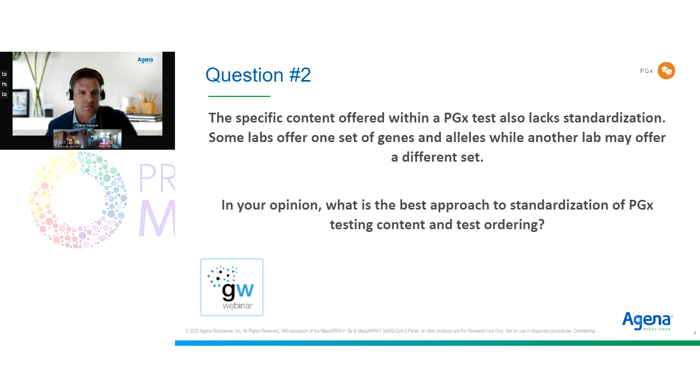This one is, the specific content that's offered within a PGX test, that also lacks standardization, right? So some labs offer one set of genes and alleles, while another lab may offer a different set. So in your opinion, what's the best approach to standardization of PGX testing content and the test ordering?